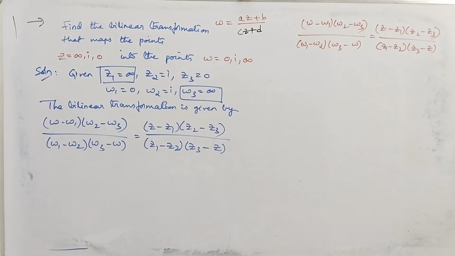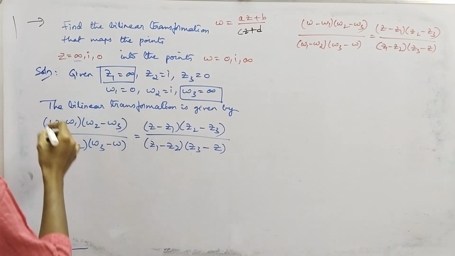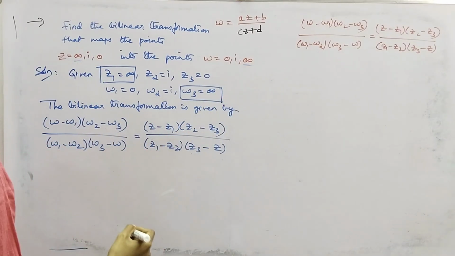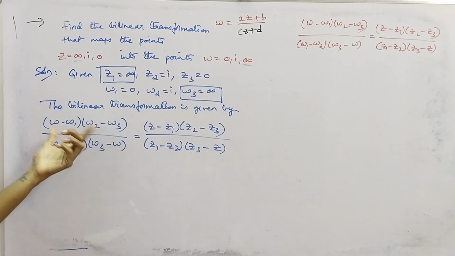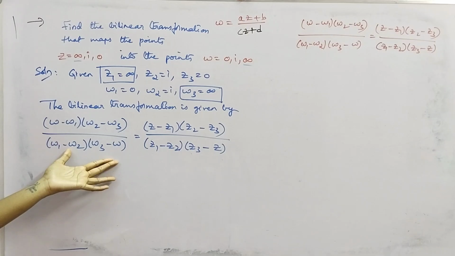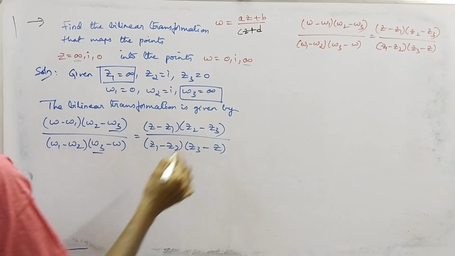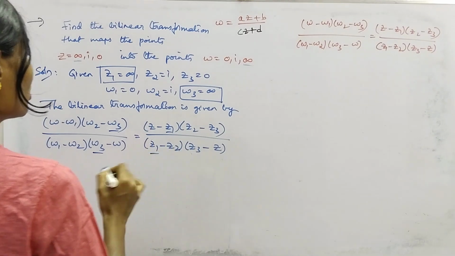Now let's see the problem involving infinity. Okay, so here we have z1 and omega 3 which are infinity, right? So what we'll do is we'll just take them common. Suppose this is the bilinear transformation. I mean, bilinear transformation is given by this formula, right? So let's take omega 3 common because it has infinity, and z1 common because it has infinity.